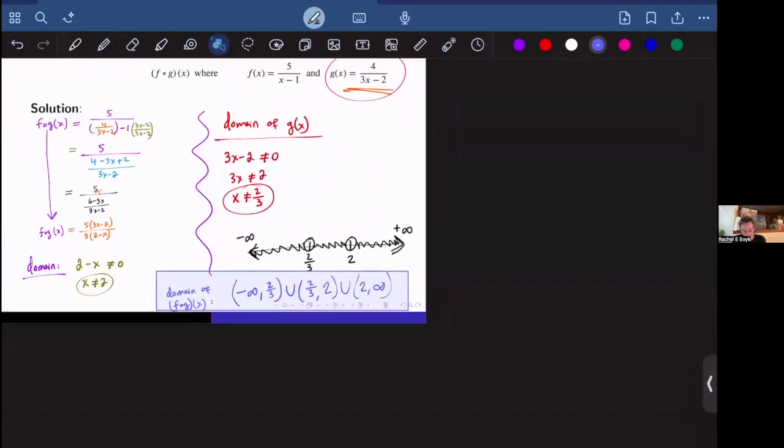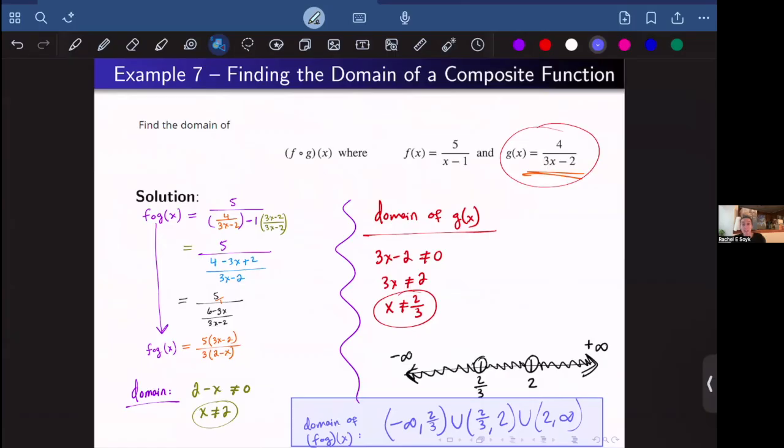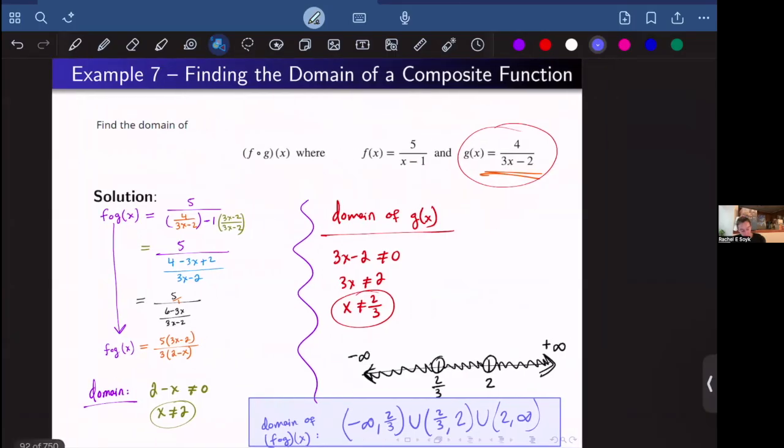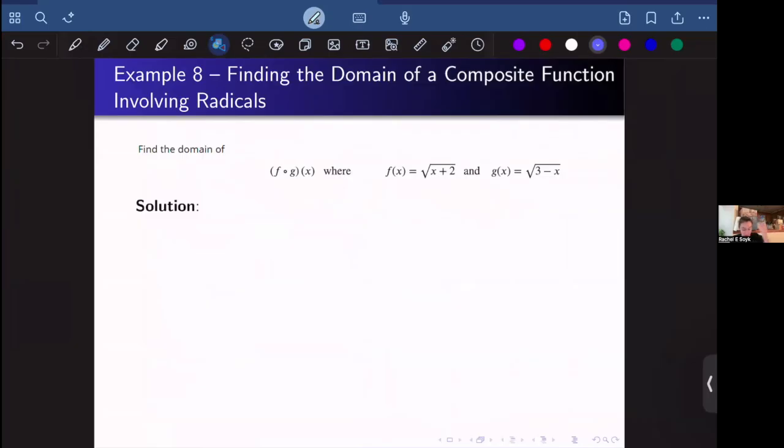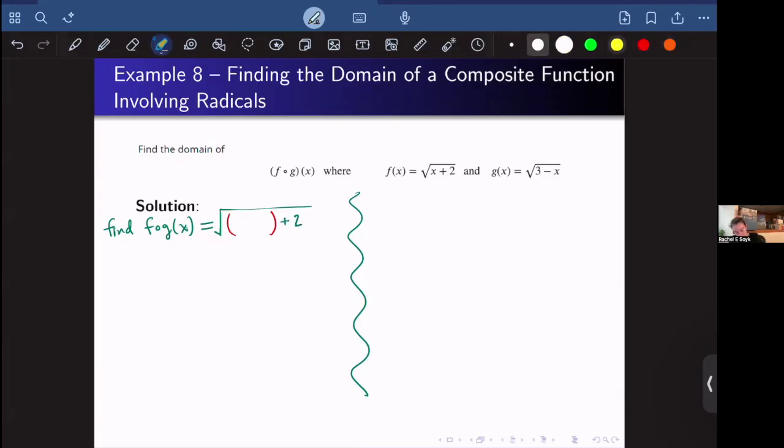Okay. Let's do another example together. We have example 8. Same exact process applies. We first want to find f of g of x. Wherever you see your x in your f of x, create some parentheses. And then inside those parentheses, you're going to go ahead and fill that with your g of x.